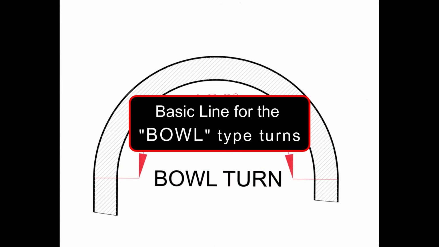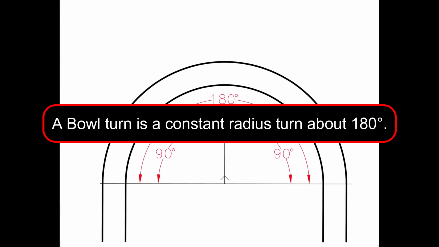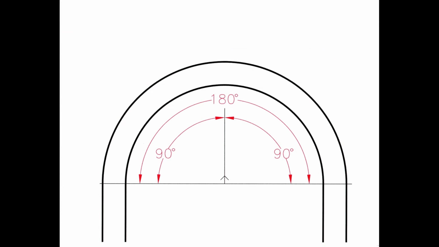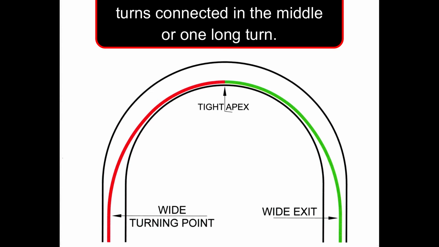Now, let's look at a different kind of a turn. Let's look at what I call a bowl turn. These also have been called a horseshoe or a meander or a loop or what have you. But a bowl turn consists of a constant radius in a turn that goes about 180 degrees. It can be actually looked at as two 90-degree turns connected in the middle, or one long turn.